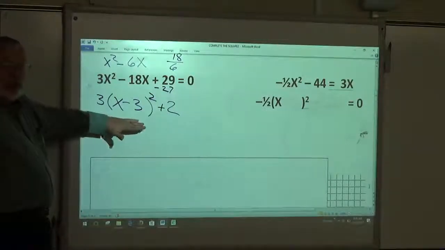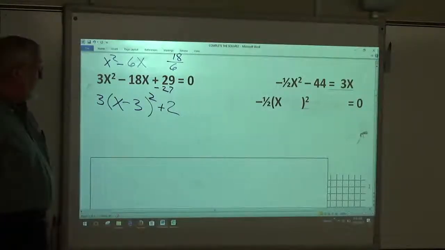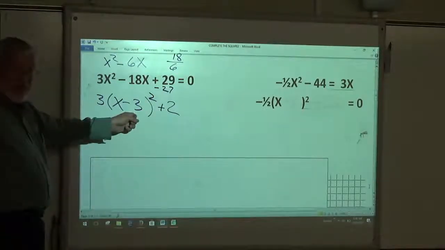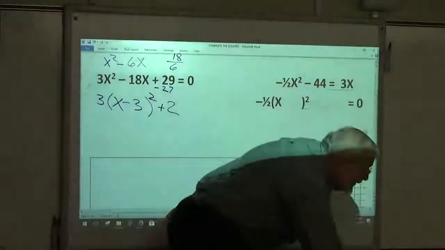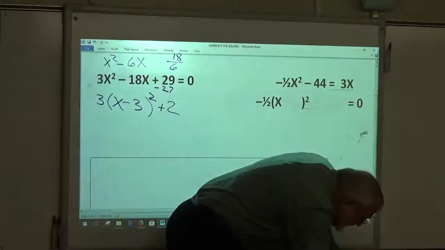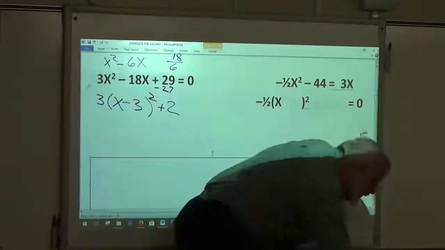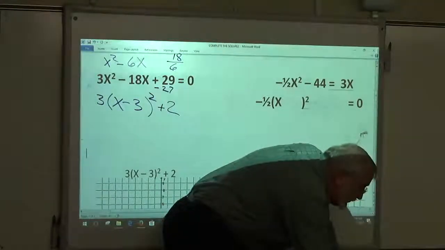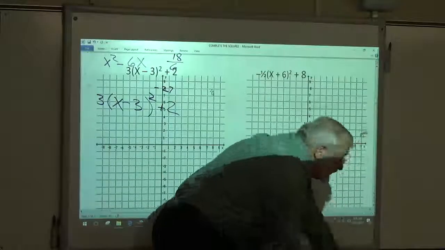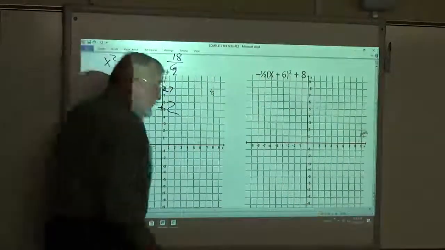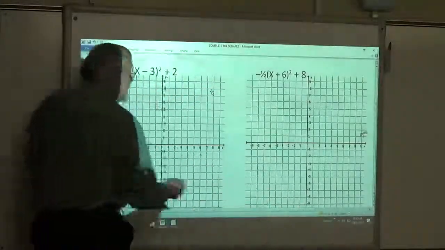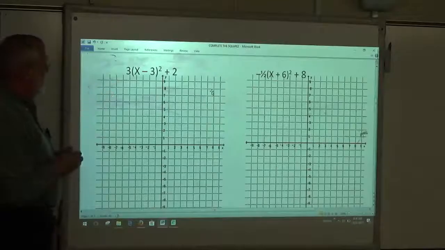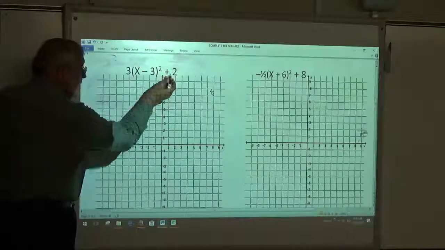Now, where's the vertex? It's 3, 2. Don't be wrong. This is how I really think it out, make sure I'm right. All right, so where do we plot this? We plot at 3, 2.